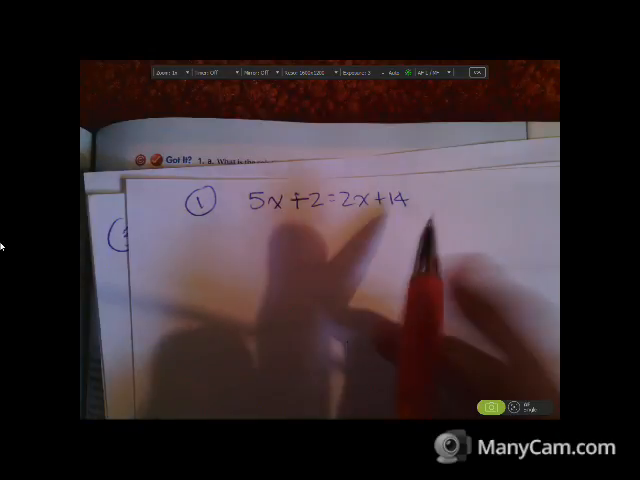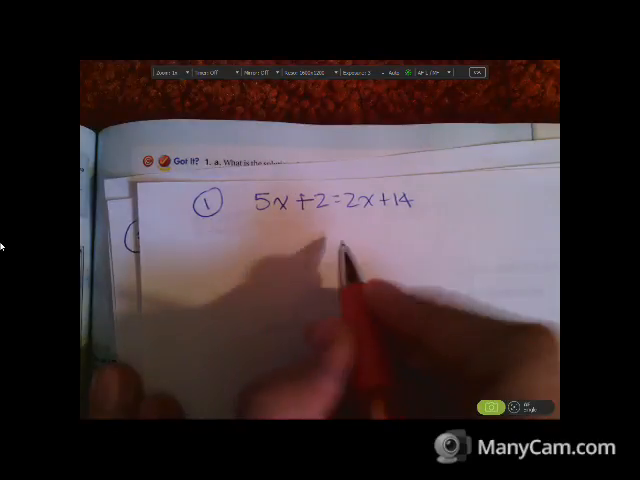So look at what we did in the previous sections. How is this equation different than the other ones? So we have an x on both sides. We want to get x on one side. It does not matter which side you put it on, but I would like to keep my x positive. So what I'm going to do is subtract 2x on both sides.